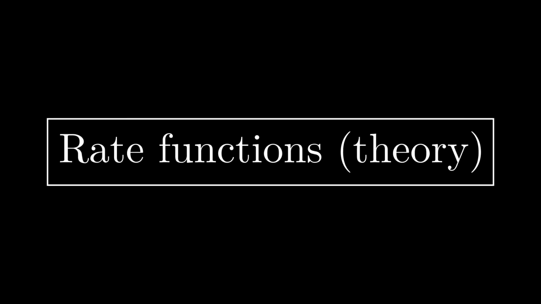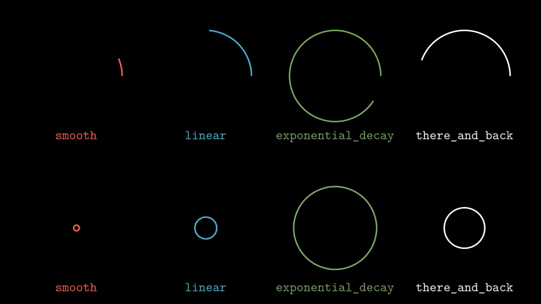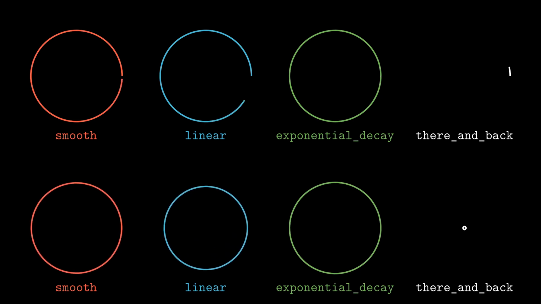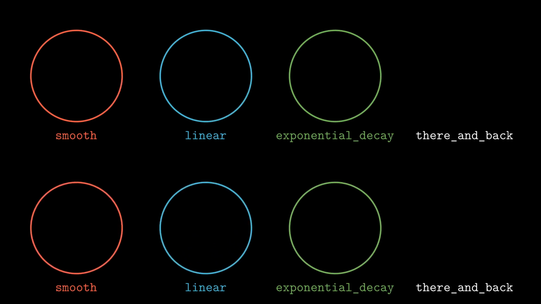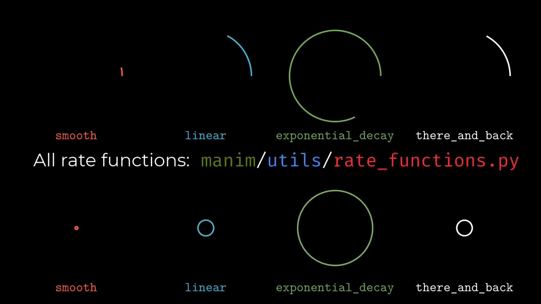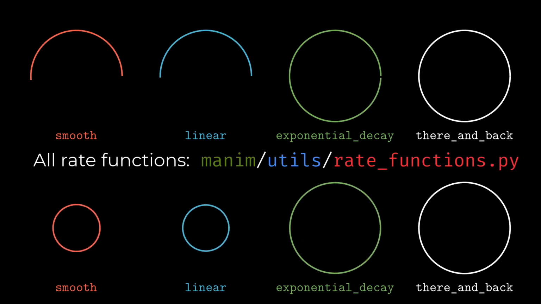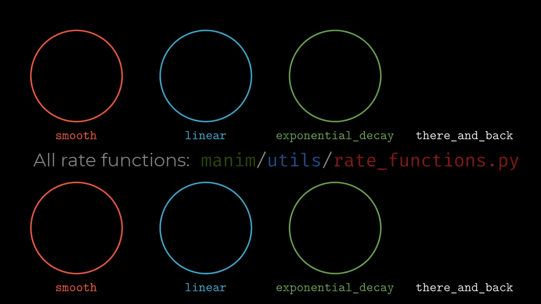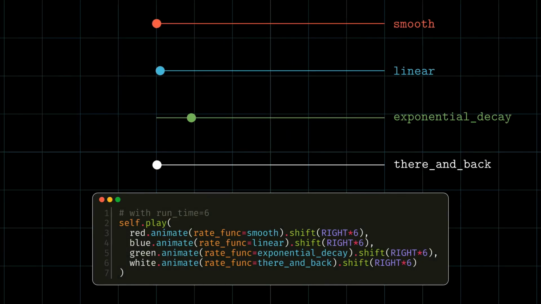The rate functions are, in essence, the behavior of class animations. We can use the ones that are already predefined in Manim, or we can create them ourselves. You can find all the rate functions in the file of the same name in the folder Utils. Remember that each class animation can have its own rate function, and also its own runtime.